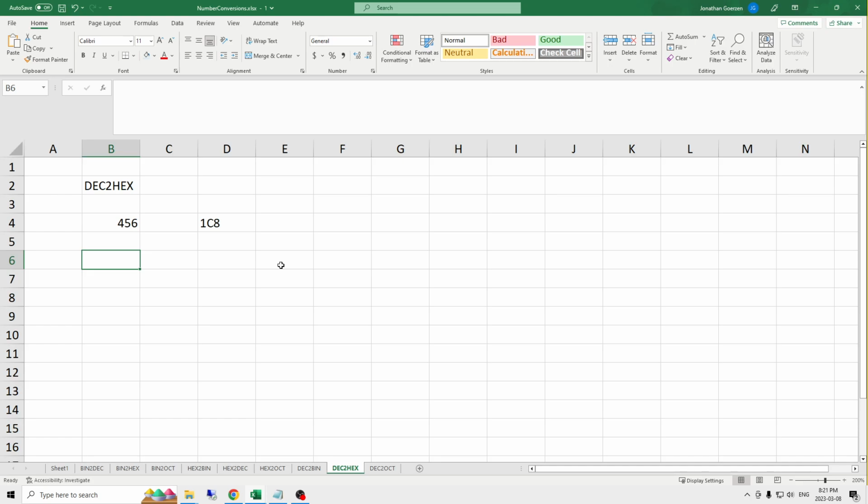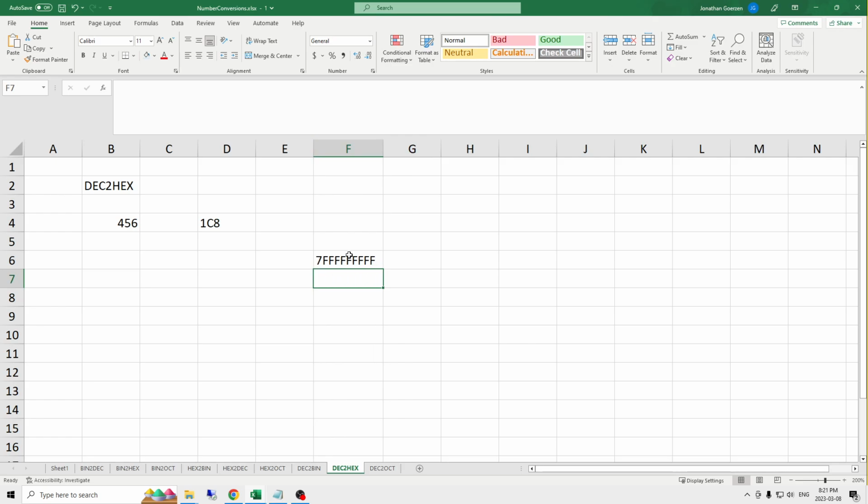Some of the limitations of this function are bound, well, the output is bound by the maximum value that Excel can represent in hexadecimal. And the maximum positive value is a 7 followed by, I think, 9 Fs. Something like that, which is 40 bits of information translated into 10 digits. Again, there's that 10-digit limit.